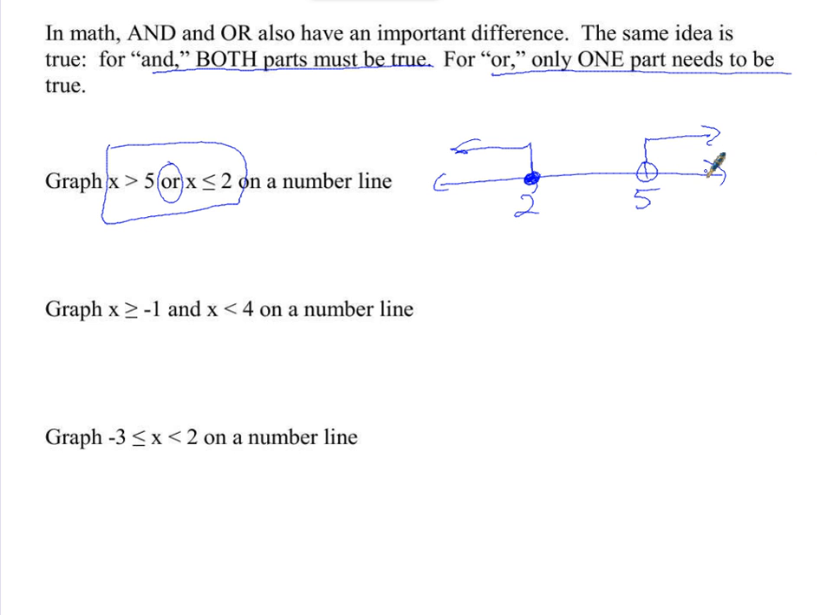And the same thing would be true if we pick 6. For 6, 6 is greater than 5, true. Or 6 is less than or equal to 2, false. But it doesn't matter, this was already true, so the statement's true.